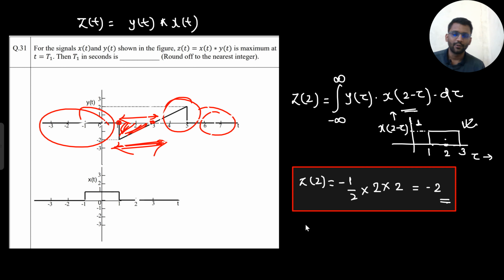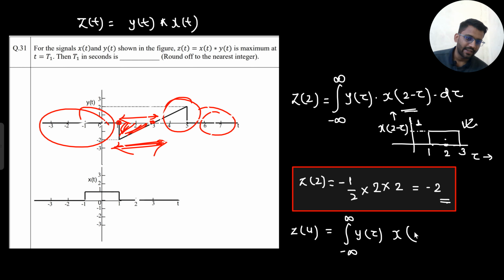Now you need to find the value of z of 4. Try doing it on your own. What will you do? y of tau remains as it is. You will shift the x function. First you will take the mirror, then you will shift by 4. Right? First you take the mirror, then you shift by 4. So if you shift by 4, then 3 will become here and 5 will become here.